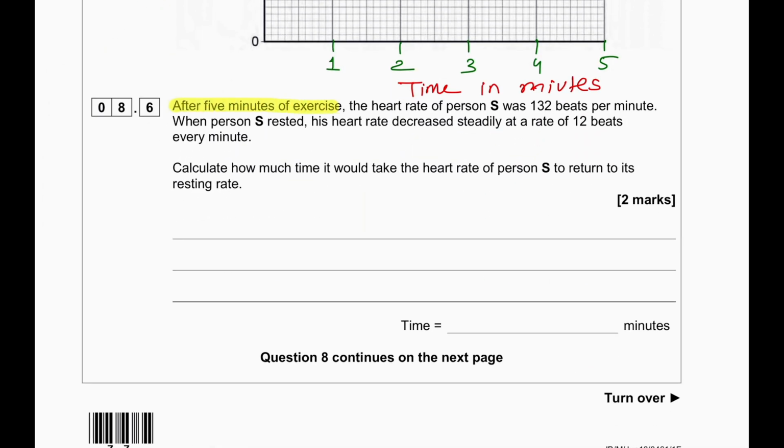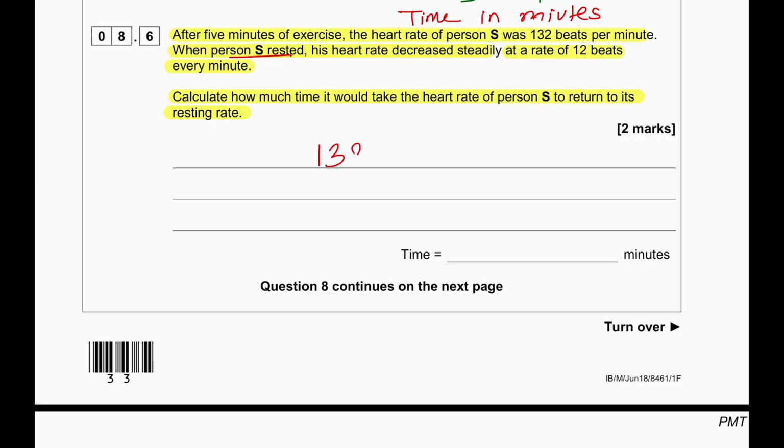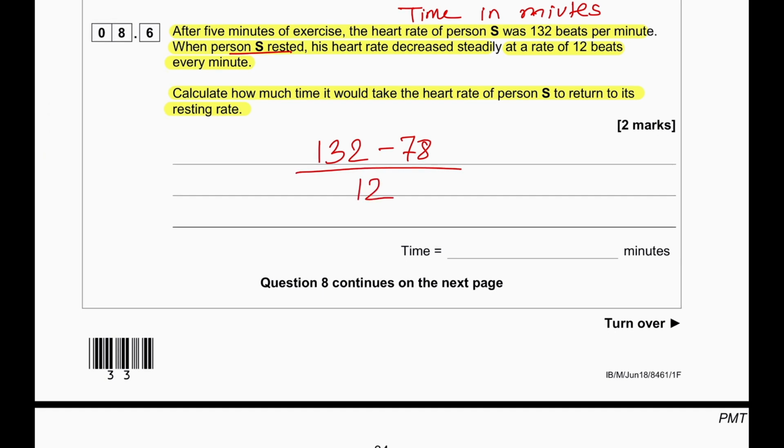After 5 minutes of exercise, the heart rate of person S was 132 beats per minute. When person S rested, his heart rate decreased steadily at a rate of 12 beats per minute. Calculate how much time it would take the heart rate of person S to return to resting rate. The resting rate for person S was 78 beats per minute. So it will be 132 minus 78, and since the rate is 12 beats per minute, it will be divided by 12, which gives our final answer of 4.5 minutes.